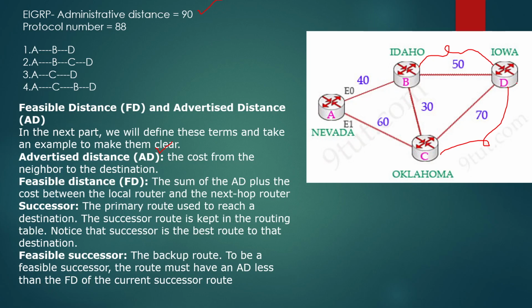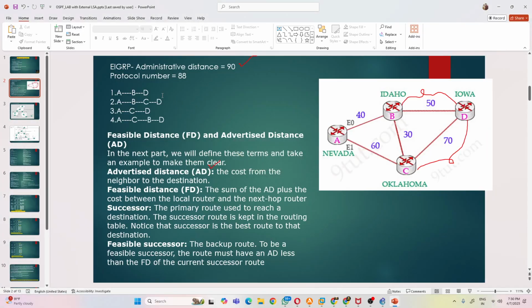The cost from the neighbor to the destination is called advertised distance. Now you tell me, this is a path, right? What is the AD here for this path? How many ADs do we have? One is 50 and the second is 70, right? Okay, very good.